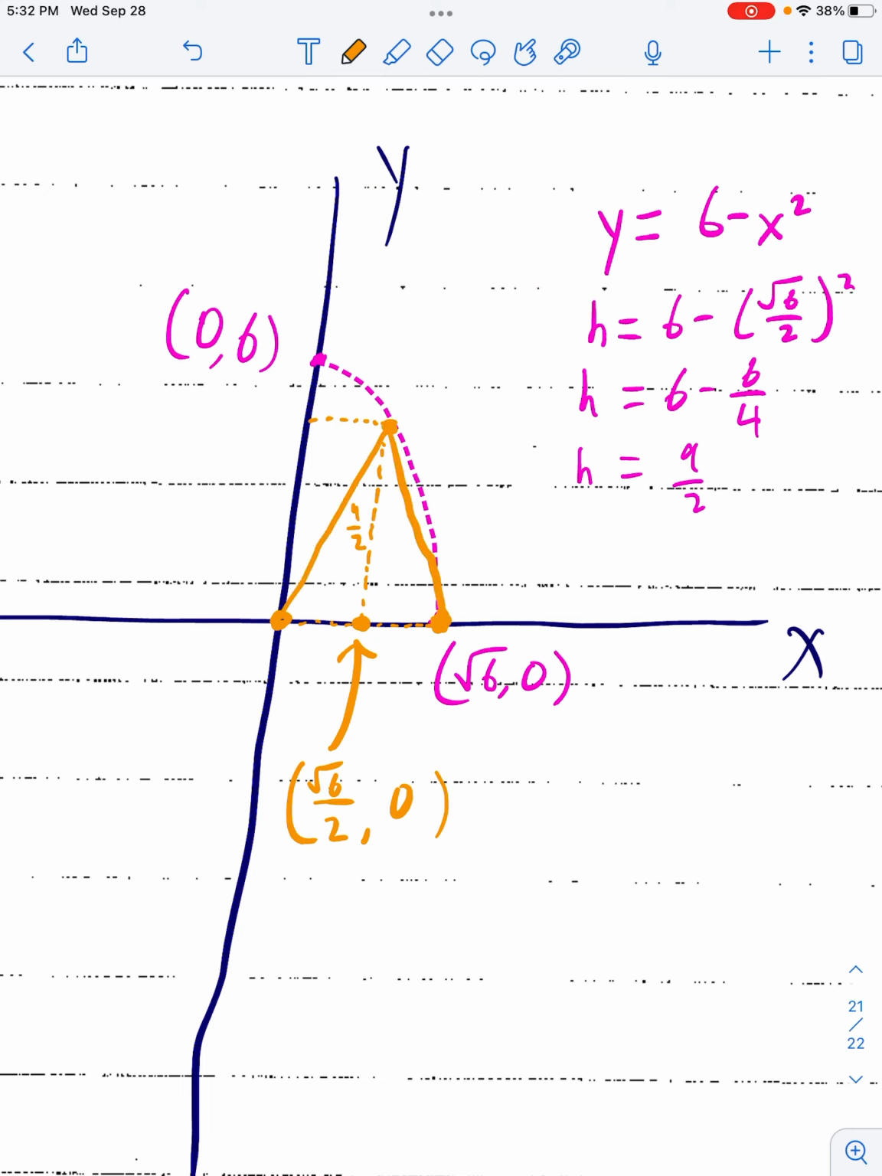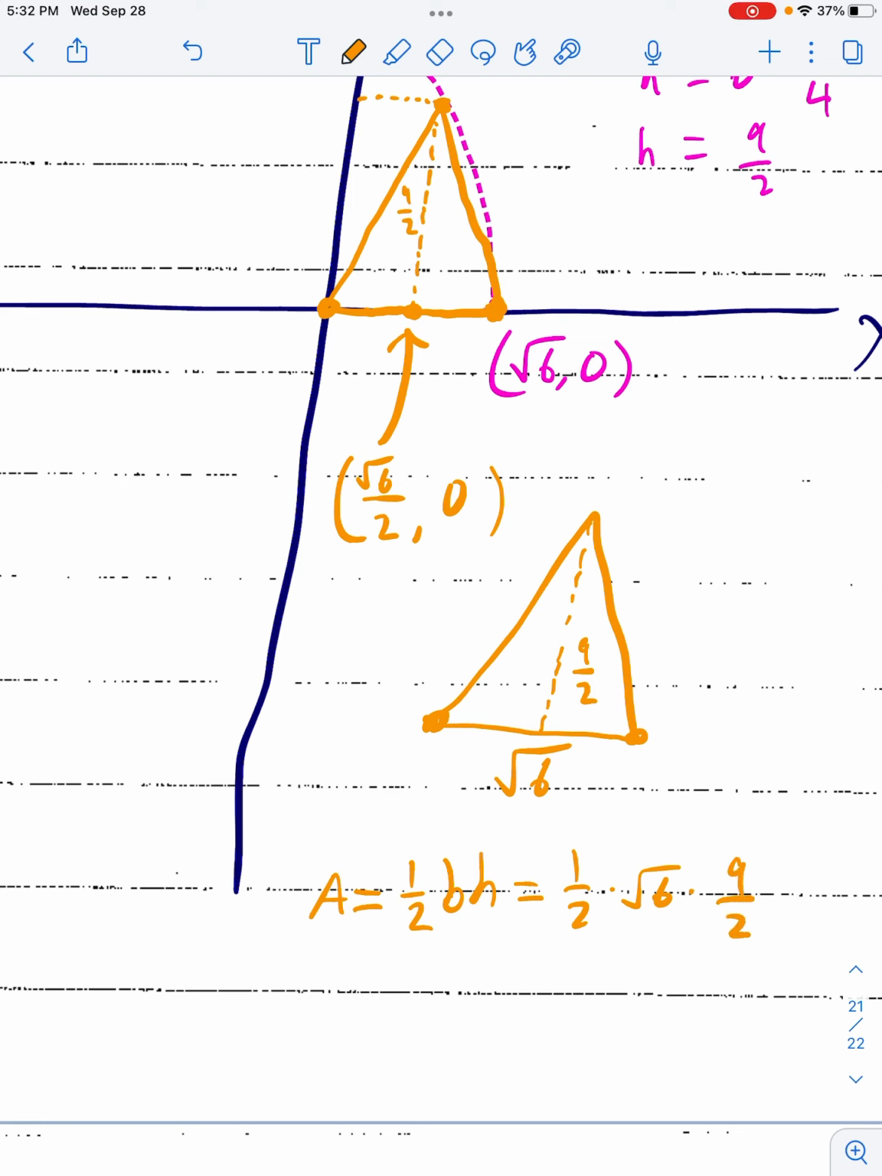So they want to know the area of this triangle as a function of the length of the base. Well, the length of the base is root 6, isn't it? So let's zoom out on this triangle. From the origin over here to root 6 is going to be a length of root 6. And our height is what we found, 9 halves. So then the area is going to be 1/2 base times height. It's going to be 1/2 times root 6 times 9 halves, which is 9 root 6 over 4. That's what I got for the area.